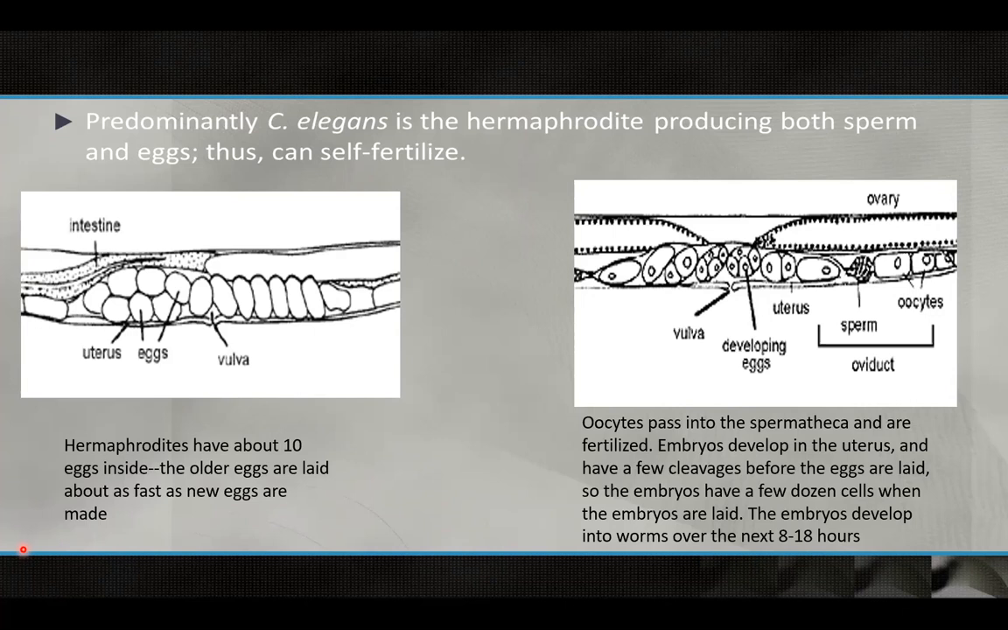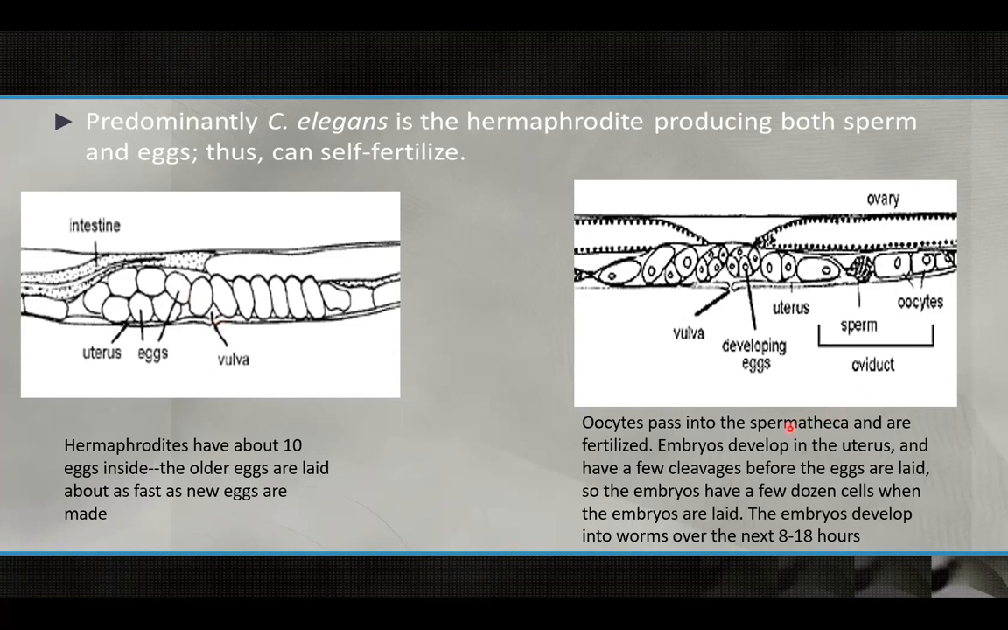उनमें मेल रिप्रोडक्टिव ऑर्गन्स भी होते हैं और फीमेल रिप्रोडक्टिव ऑर्गन्स भी होते हैं. They have about 10 eggs laid inside. The older eggs are laid about as fast as new eggs are being made. Okay, so as soon as the new eggs are being made, the older eggs are being laid outside after the act of fertilization in order to form the new zygote. जैसे जैसे न्यू एग्स का फॉर्मेशन होता है, ओल्ड एग्स को रिलीज कर दिया जाता है, and they are fertilized with the sperm, leading to the formation of zygote.